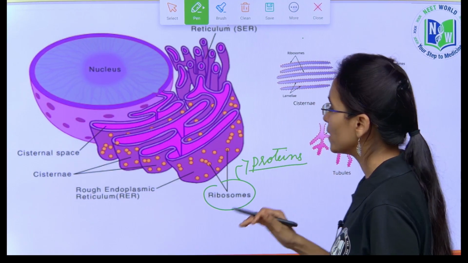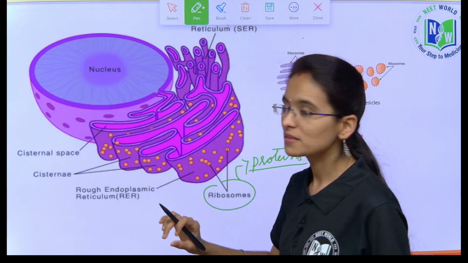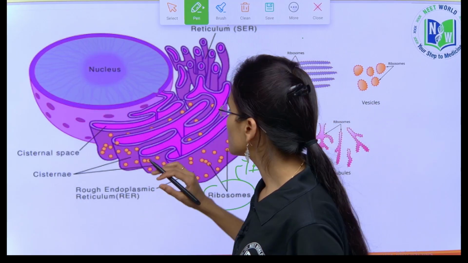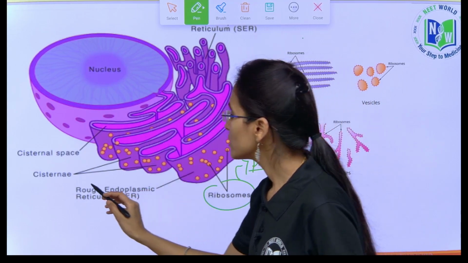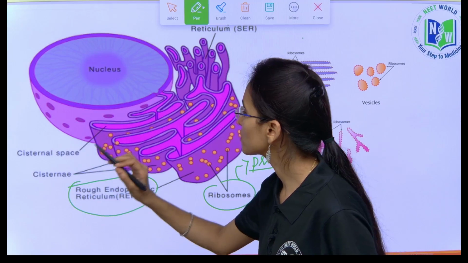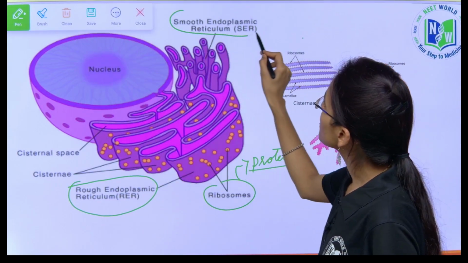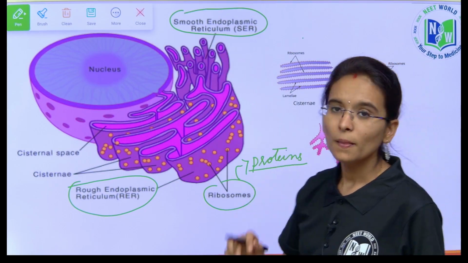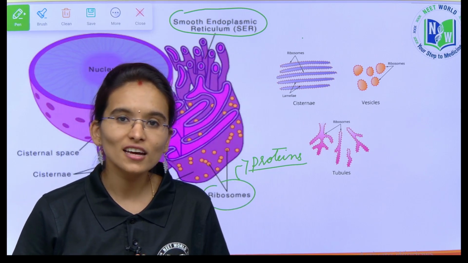Ribosomes are the main site for the synthesis of proteins. In the endoplasmic reticulum, we have two different types of structures: one is rough endoplasmic reticulum and the other is smooth endoplasmic reticulum. The rough endoplasmic reticulum contains some granular-like structures.